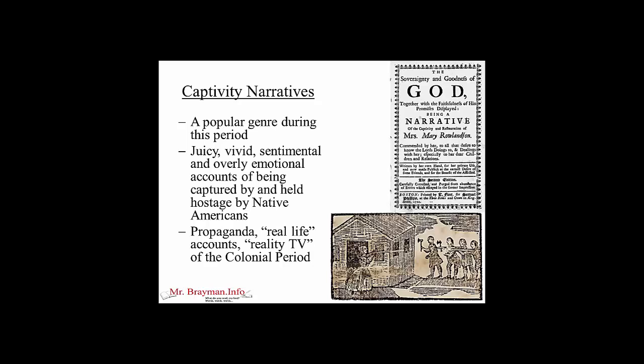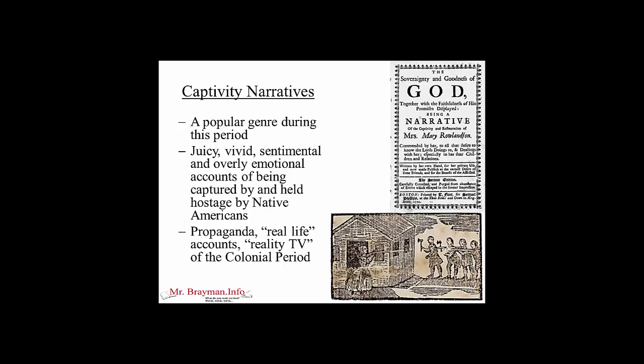These captivity narratives were often about people who were kidnapped and held hostage by Indians. They're written in very juicy and vivid and sometimes sentimental and emotional language, in which the poor, beautiful woman is captured by these evil, dark savages. I mean, the language can be very, very strong.